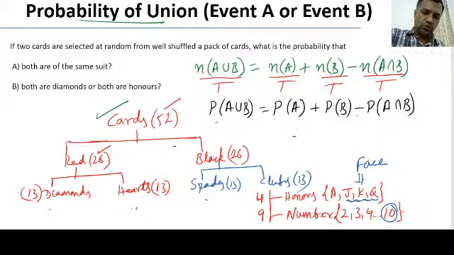Because club, spade, diamond, and hearts are called suits. In one suit you have 3 face cards, therefore 4 into 3, you have 12. Perfect. Now this is something that you got to keep in mind.